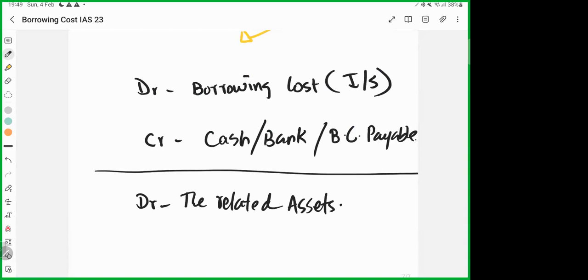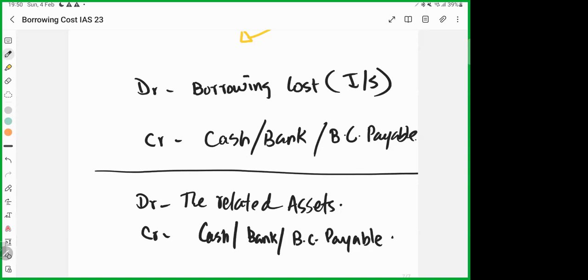No, it will not be amortized, brother, because I'm going to capitalize this to any non-current tangible asset. Okay. So then later we have to depreciate it. But if your borrowing is for any intangible asset, then you will amortize. Understood this now. Yes. Clear. So credit will be the same: cash, bank, or borrowing cost payable. Is this clear? Does this make your life easy? Yeah, clear.